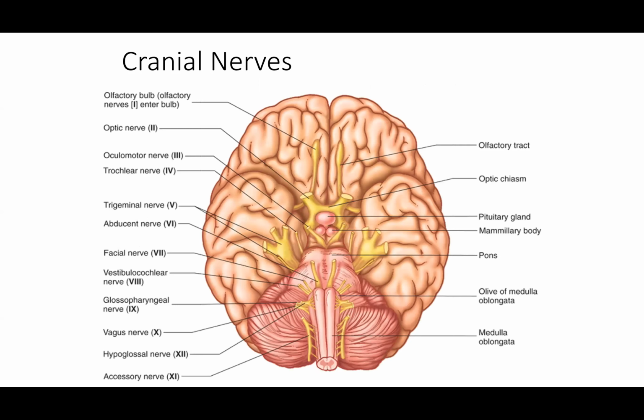So here's that same picture that we just looked at. And again, it's a great slide to study from. It is likely the one that I will use when you need to do identification. But just note that the nerves are numbered 1 through 12, running from anterior to posterior. This is an inferior view of the brain, so we're looking at it from underneath.